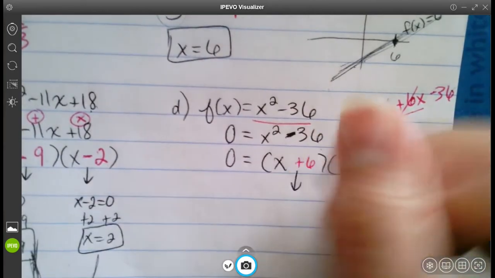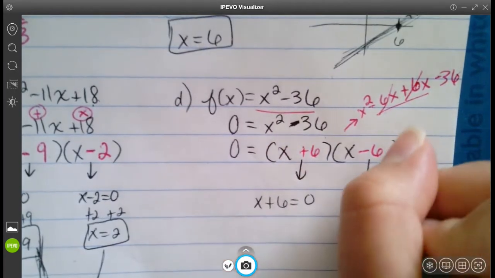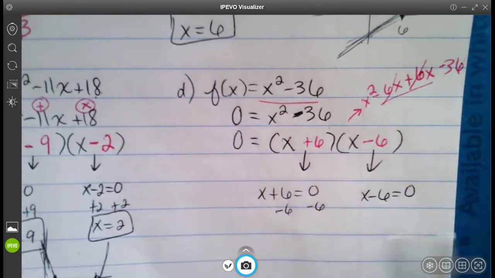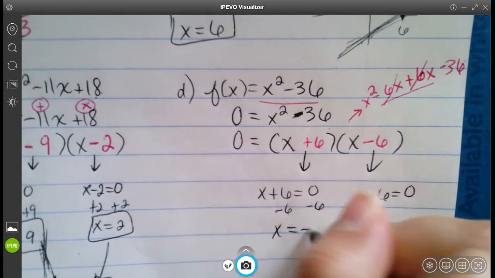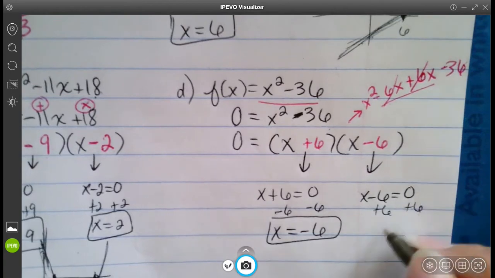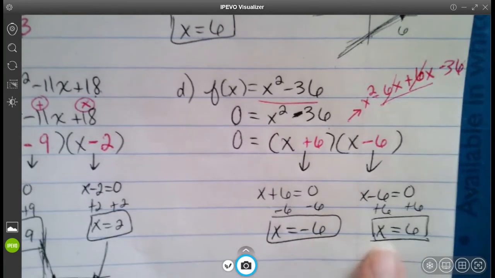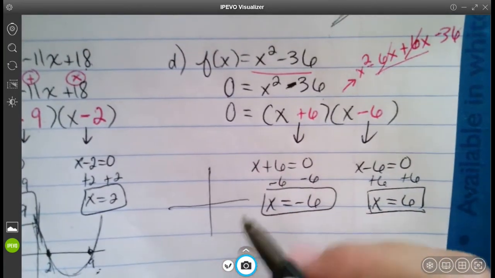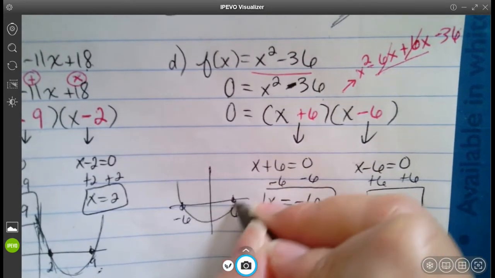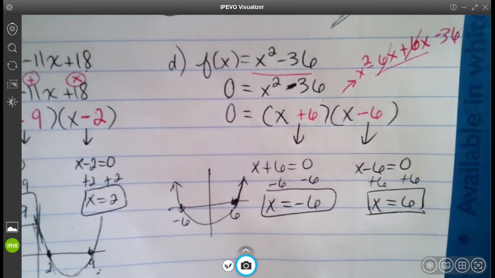Then we just go ahead and solve like the problem before. So x plus 6 equals 0, x minus 6 equals 0. Subtract 6 on the first one. We get x is equal to negative 6. Add 6 to the second one. We get x is equal to positive 6. And this is where our graph crosses the x-axis. So it might look something like this. I cannot draw a line through a point. There we go, something like that, okay?